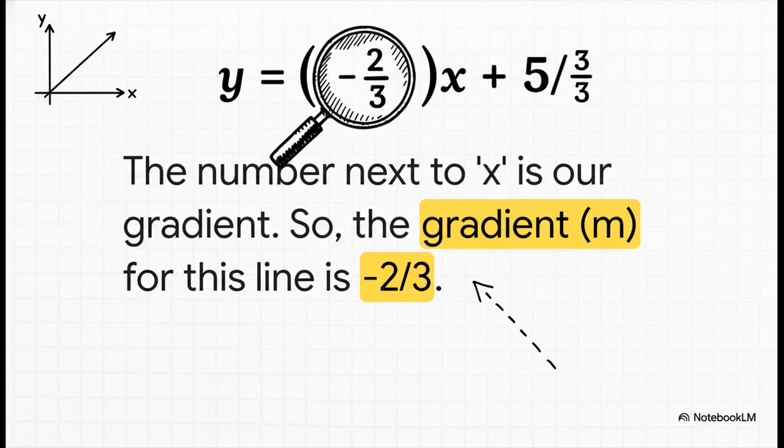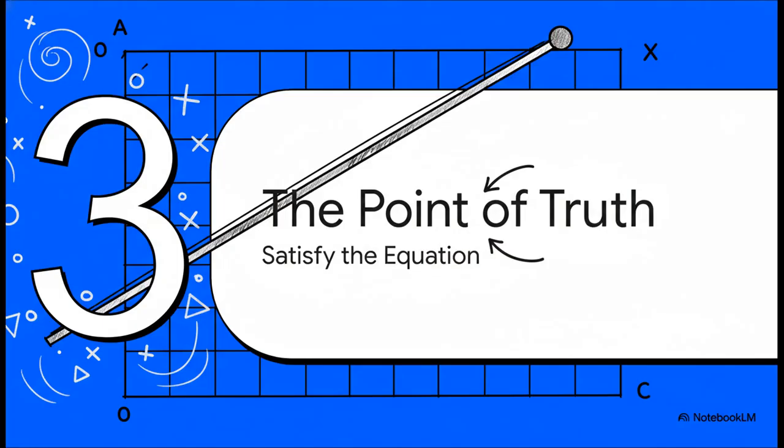And boom, just like that, it's in our standard y = mx + c form. The number that's glued to the x, that's our gradient. So for this line, the gradient m is -2/3. Simple as that. Okay, so now we can find the line's gradient. Let's dig into its relationship with the points that actually live on it.